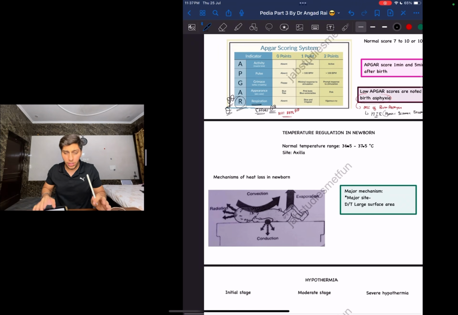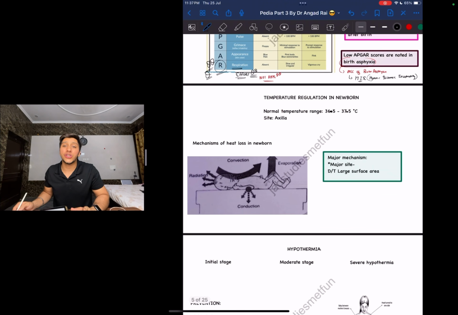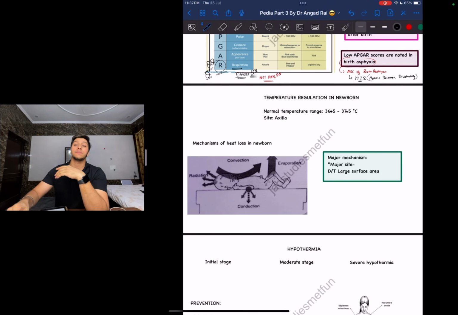Now, a very important thing is we need to understand the mechanism of heat loss in a newborn, because that's why we're talking about hypothermia over here. Hypothermia is common, hyperthermia is very rare. In fever and such it can happen, but hypothermia occurs because the baby still hasn't had the adaptation, it still does not have the proper mechanism to prevent heat loss.